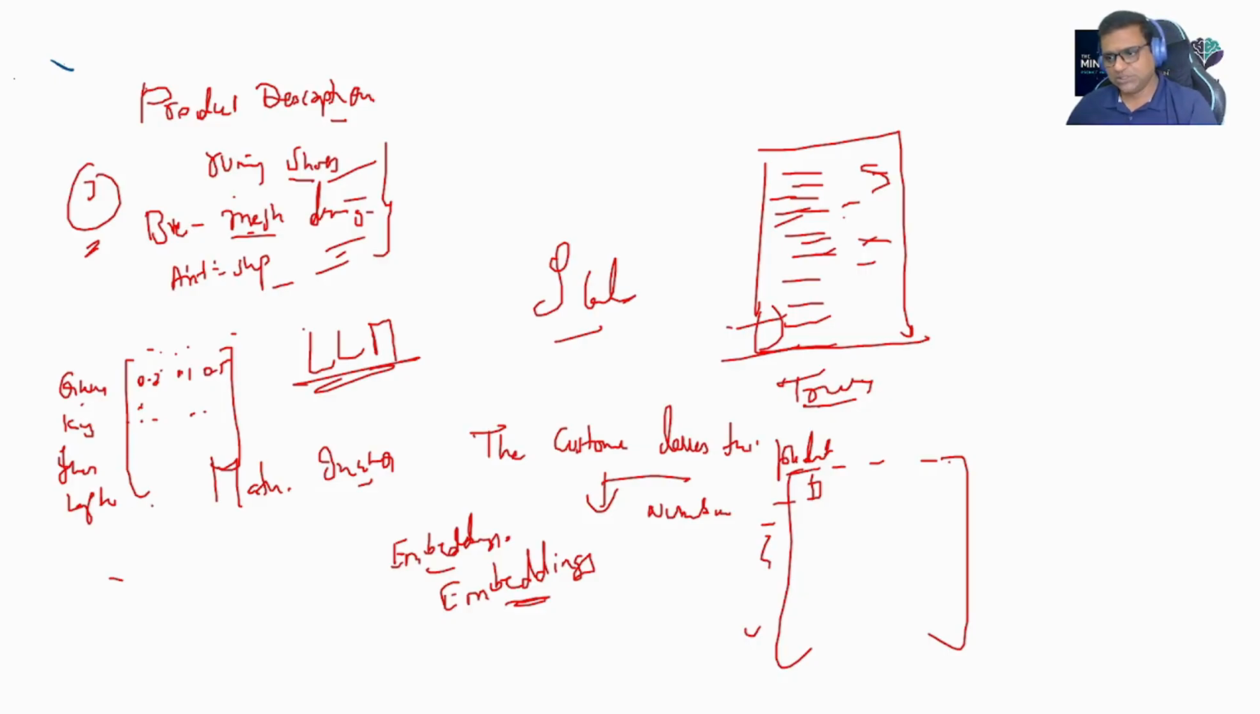Imagine plotting every word in the world on a giant map like this. Words with similar meaning live close to each other. For example, king and queen, dog and puppy, doctor and hospital. So the machine can easily relate them and work out what the next word is.